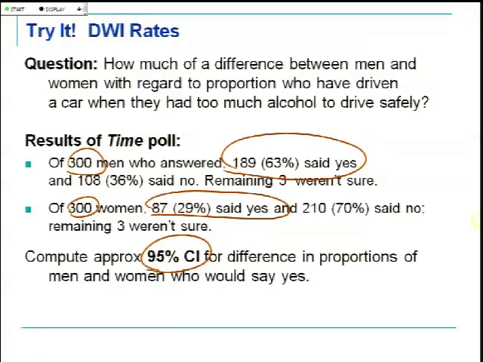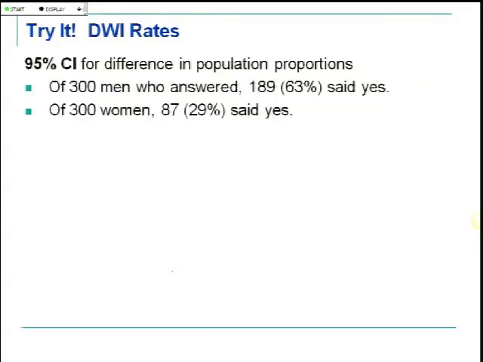Let's make a confidence interval to estimate what that difference might be, and then take a look at what values are in that range that's reasonable. So our sample sizes, 300 each, look fairly large. In our sample, for sure, we had at least 10 saying yes and at least 10 saying no, or not yes. So we're fine there. Sample size is large enough.